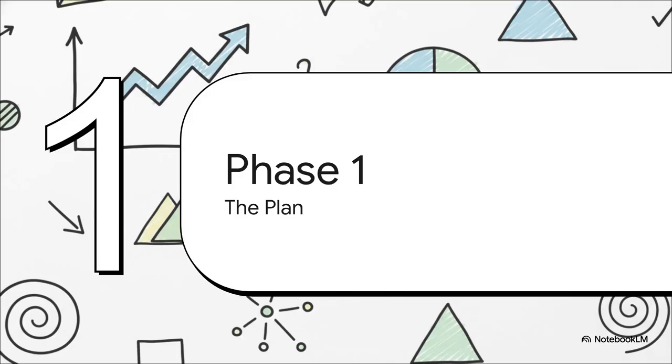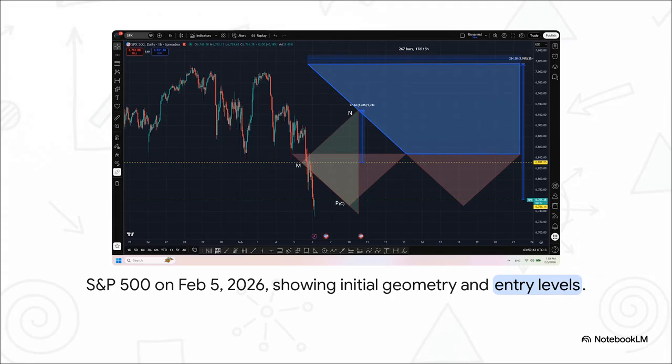So let's kick things off with phase 1, the plan. This is the initial blueprint for the entire cycle, and it's crucial to remember that everything we're about to look at was laid out right at the start on February 5th, 2026. So here it is. This is the S&P 500 chart from that day. You can see the system's geometric structure laid right over the price action.